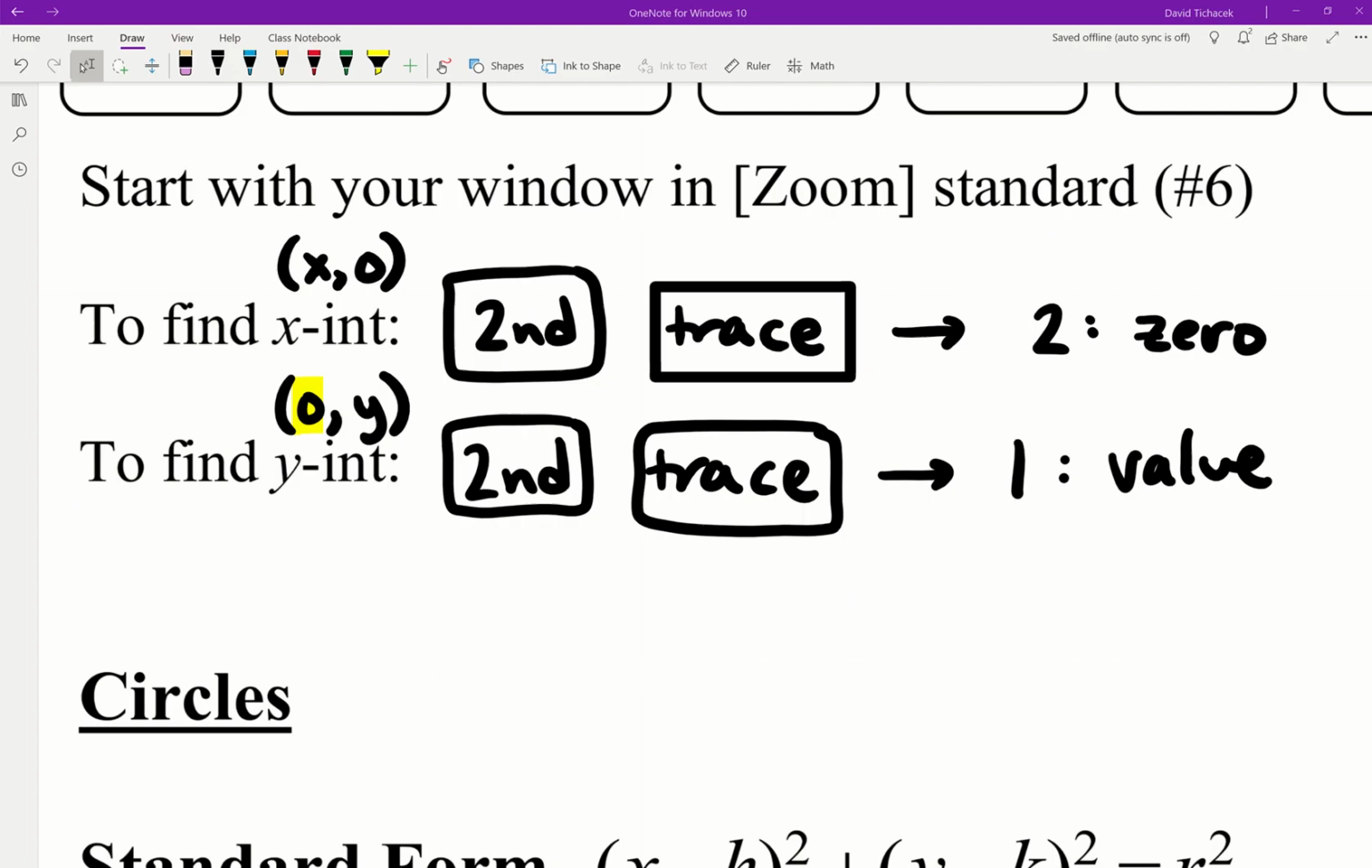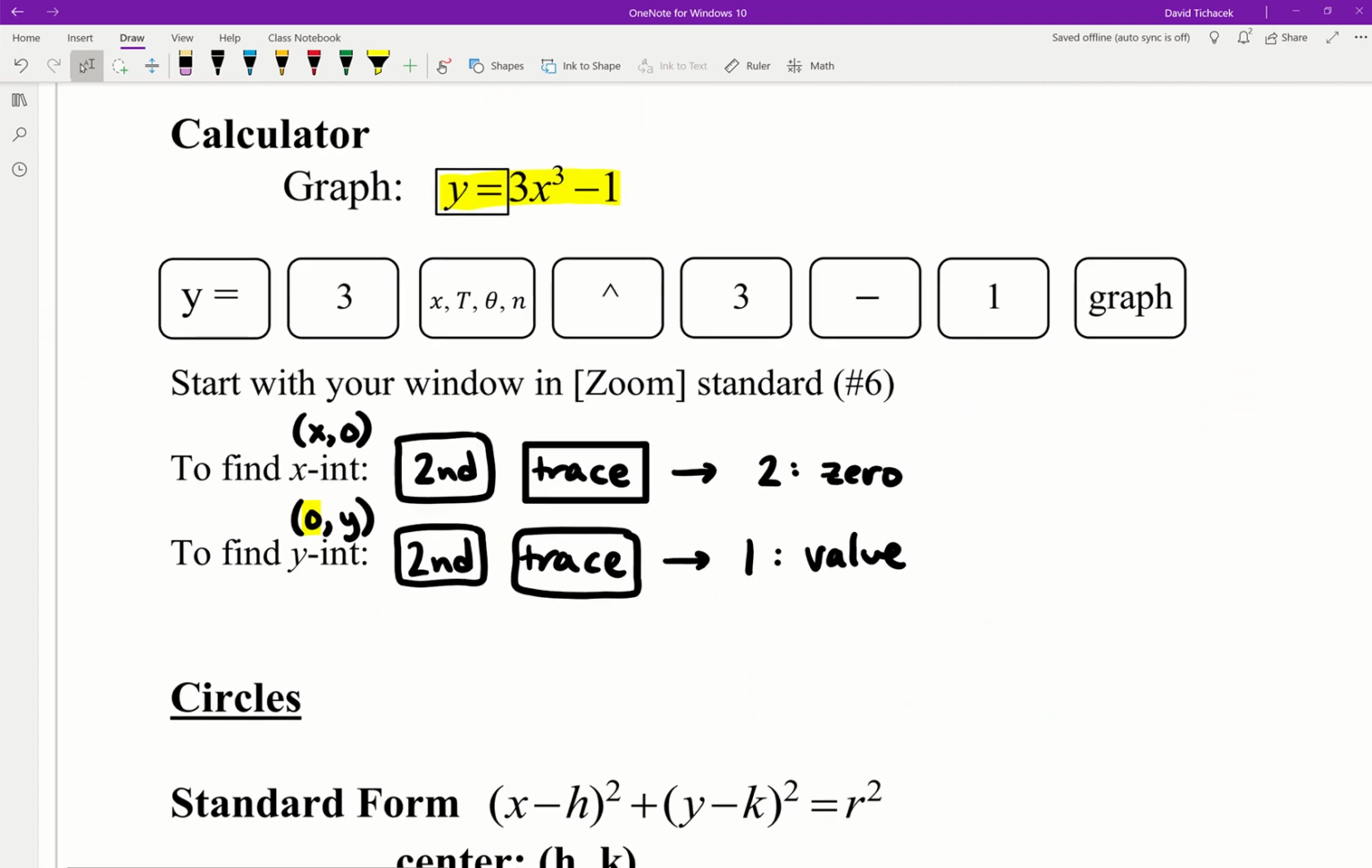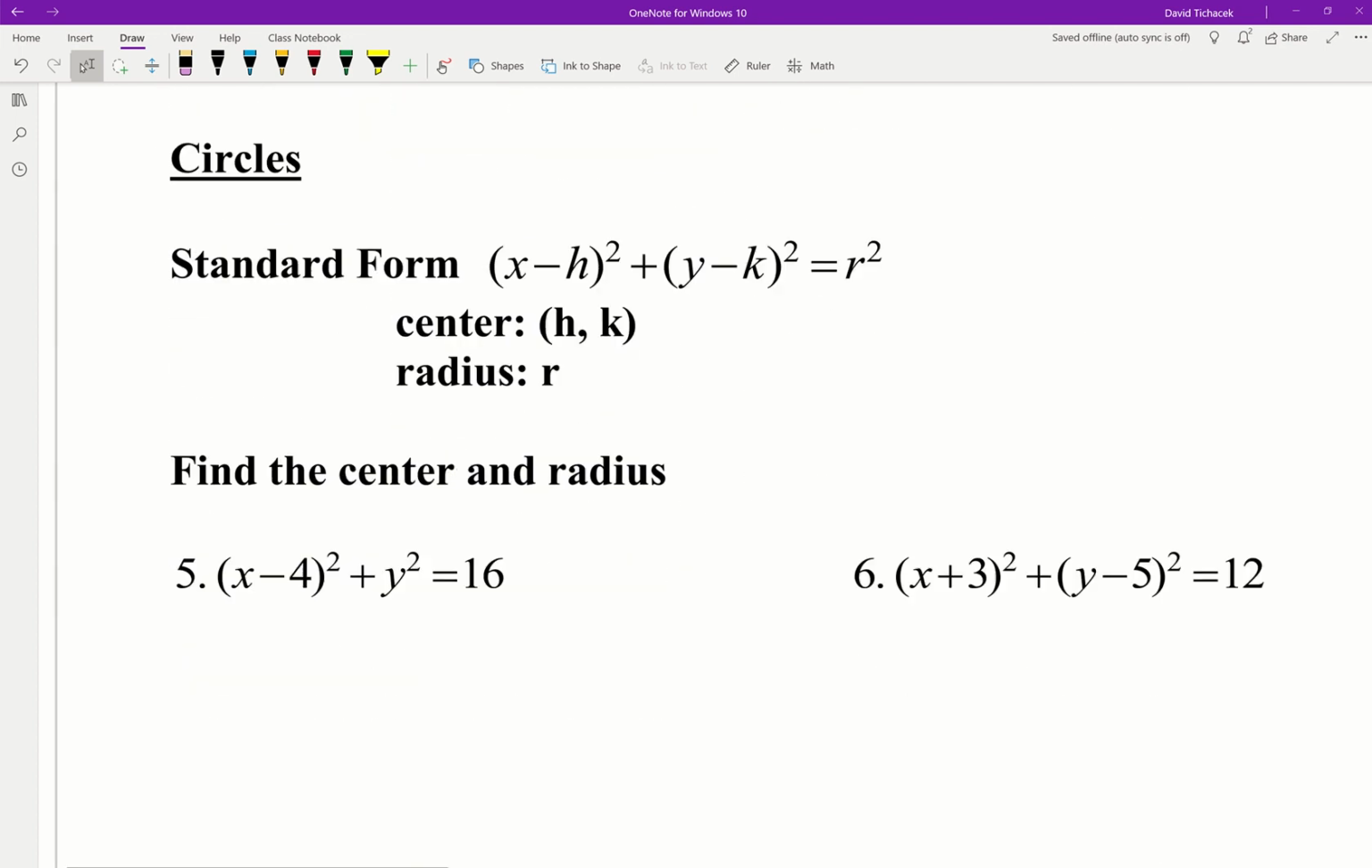So you can use the calculator and these little fancy tricks to go ahead and figure out what your x and y intercepts are. That's pretty handy, okay? So if you guys ever have any questions about the calculator, always feel free to let me know.